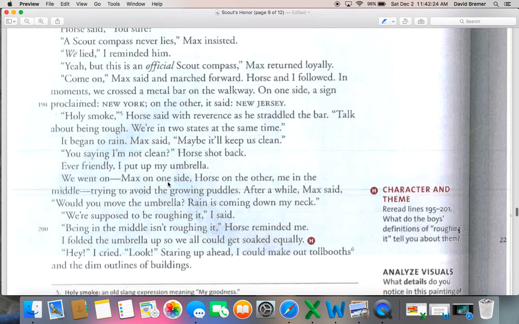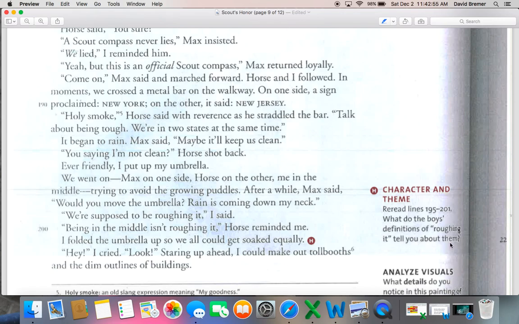We went on, Max on one side, Horse on the other, me in the middle, trying to avoid the growing puddles. After a while, Max said, "Would you move the umbrella? Rain is coming down on my neck." "We're supposed to be roughing it," I said. "Being in the middle isn't roughing it," Horse reminded me. I folded the umbrella up so that we would all get soaked equally. "Hey," I cried, "look!" Staring up ahead, I could make out toll booths and the dim outline of buildings.